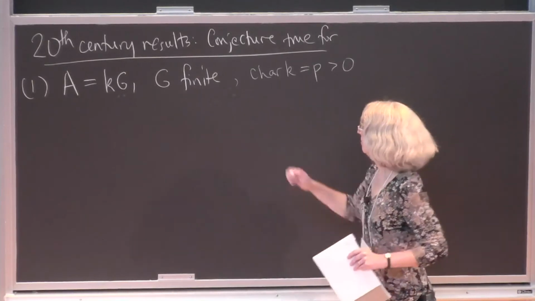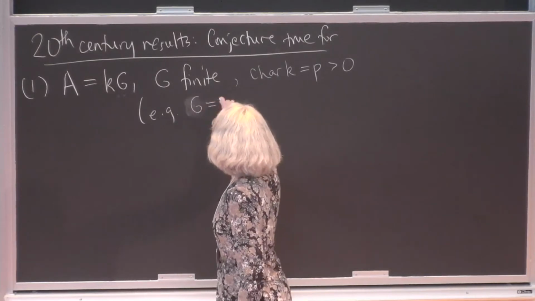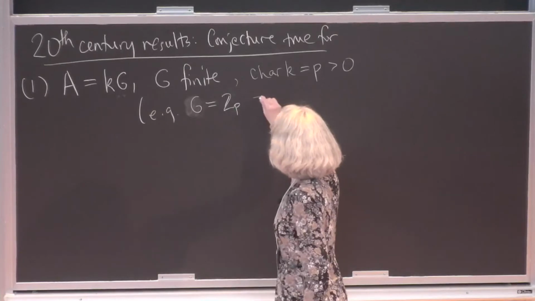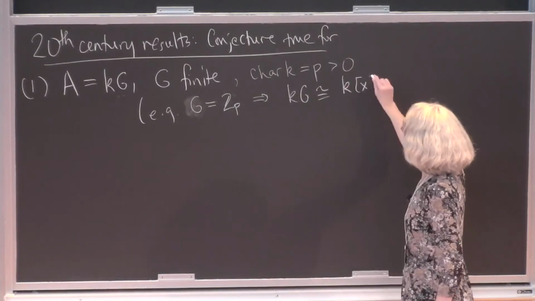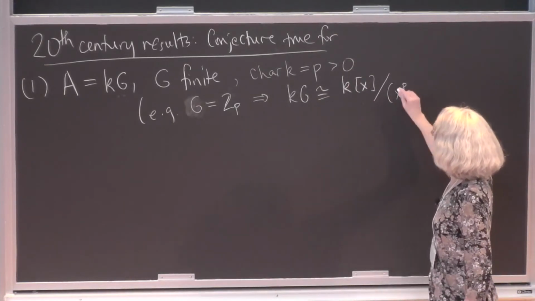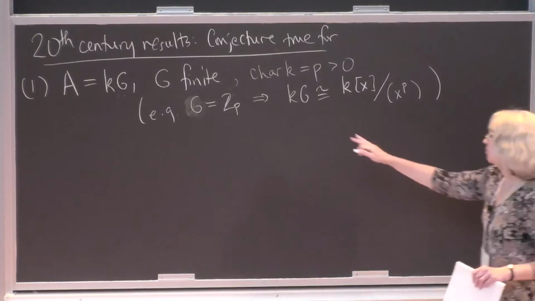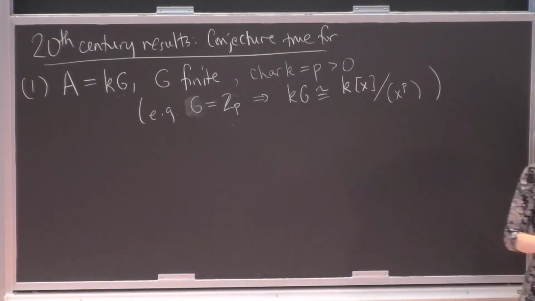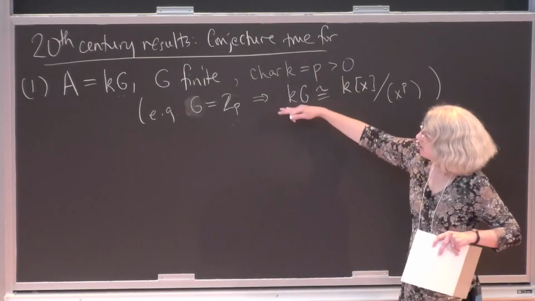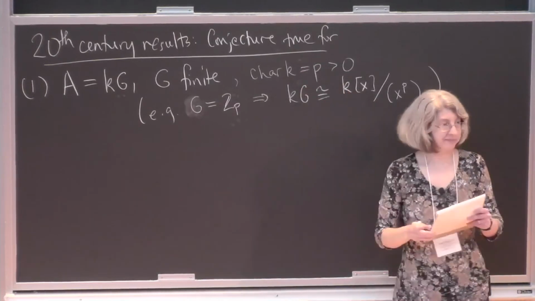So for example, if G is Z mod p, then the group algebra is isomorphic to a quotient of a polynomial ring by a power of the generator, x to the p. So it's highly non-semi-simple. And if you take a more complicated group, say a p-group, then you can get very complicated structure. This is really an important distinction, because it really matters what your characteristic is here.